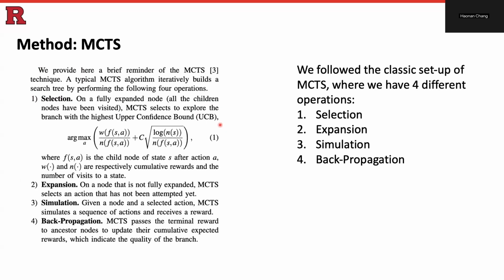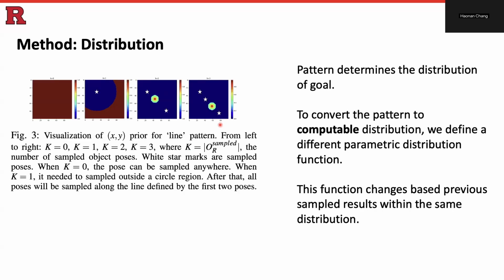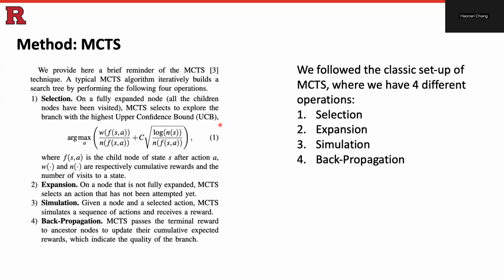After we find the distribution function, we can actually solve the whole problem by using sequential sampling. But to make this sequential sampling more efficient, we introduce MCTS. We are using a very classical version of MCTS, where we have 4 different actions: selection, expansion, simulation, and backpropagation. Selection tells us which node we want to expand, and expansion generates different actions. Simulation is to simulate how this node will evolve based on different actions, and backpropagation will update the reward.